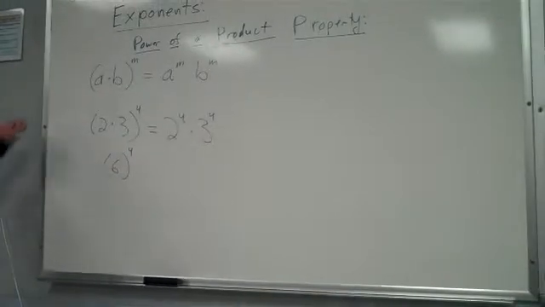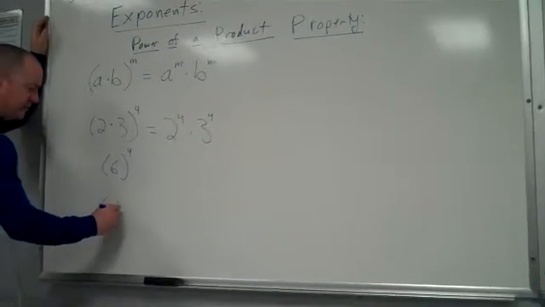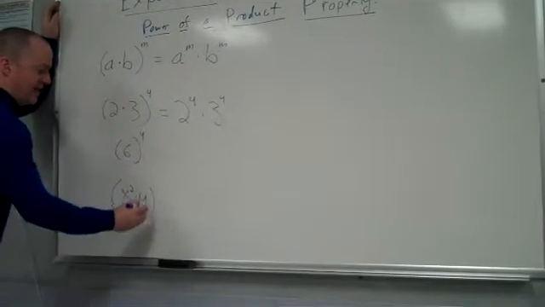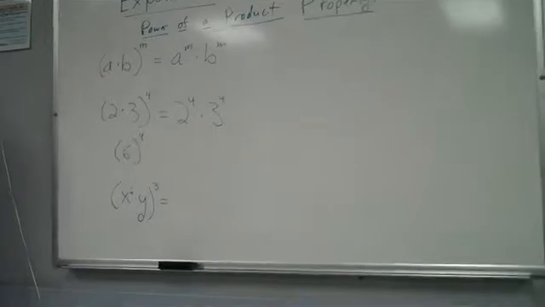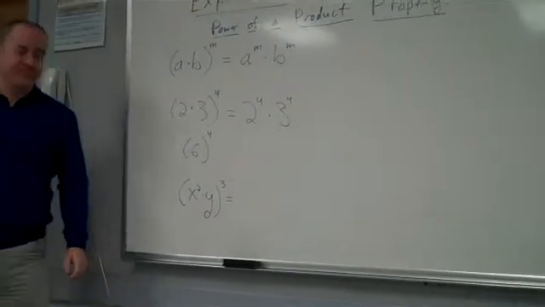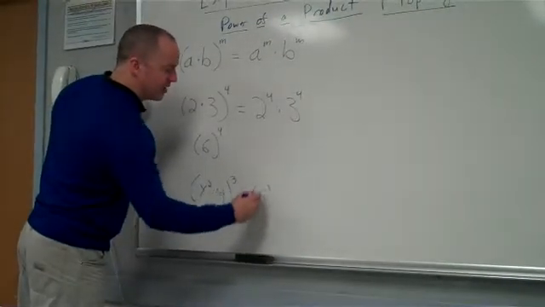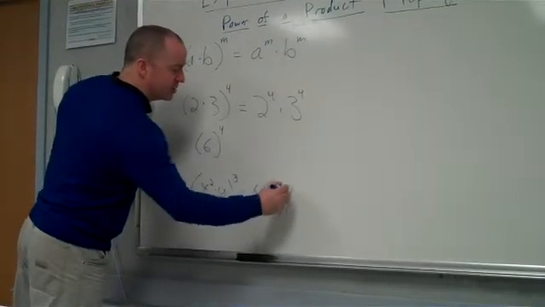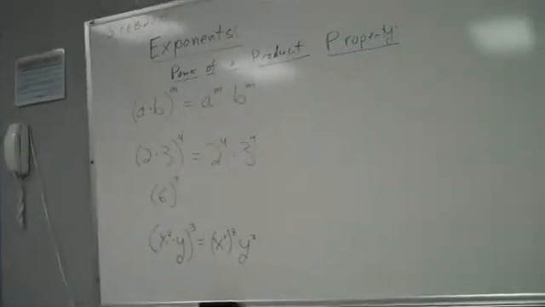But most likely you'll get examples that look like this. You'll get examples where it's like x squared times y cubed. Okay? If you get an example like this, take a look at this. X squared times y cubed. I can make this x squared, whole thing cubed, times y cubed. Why did I leave the x squared in the parentheses?